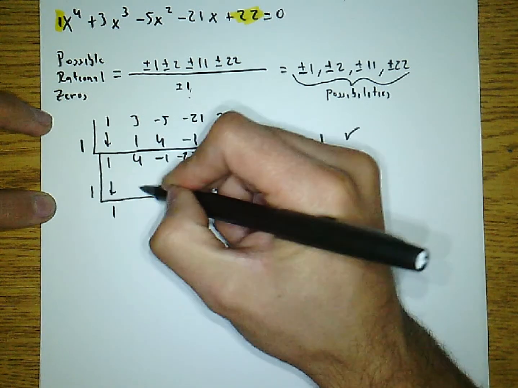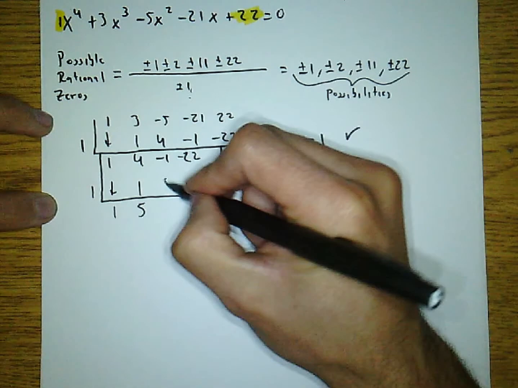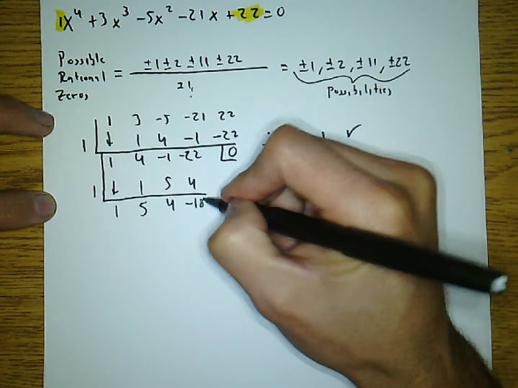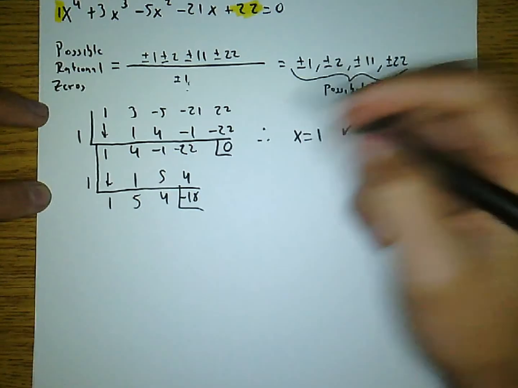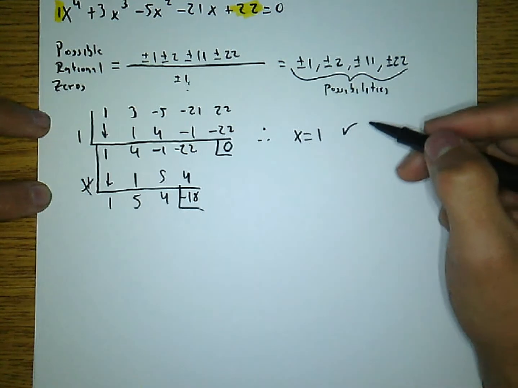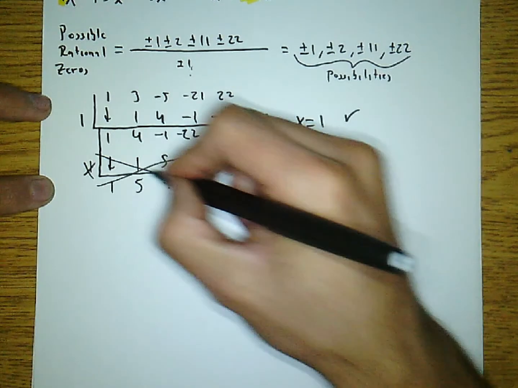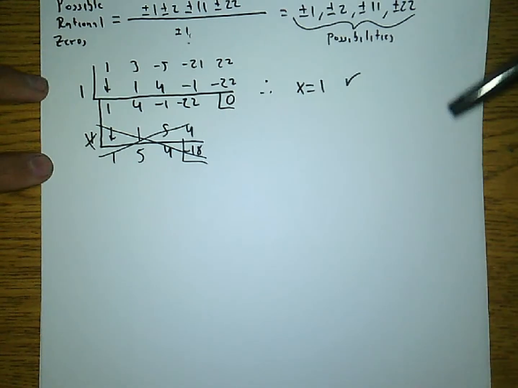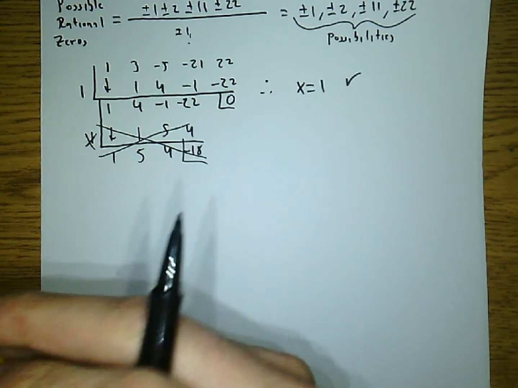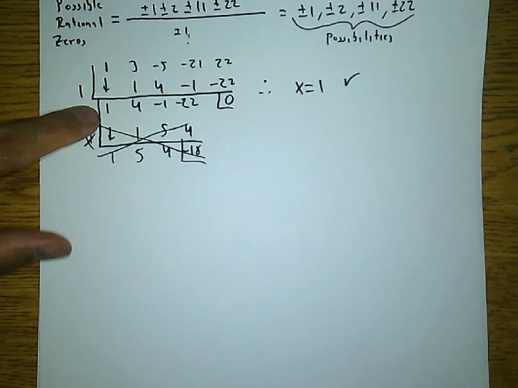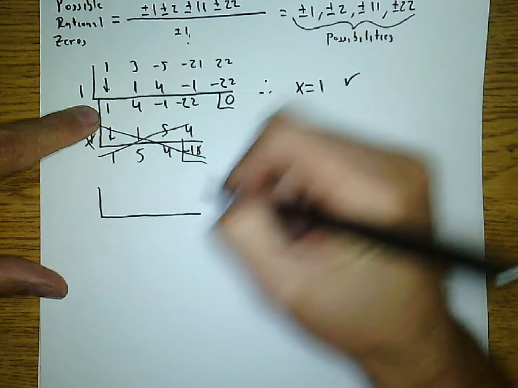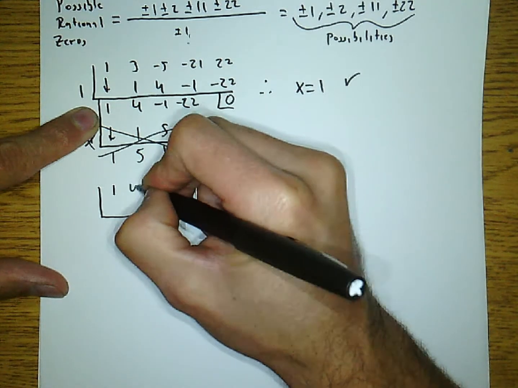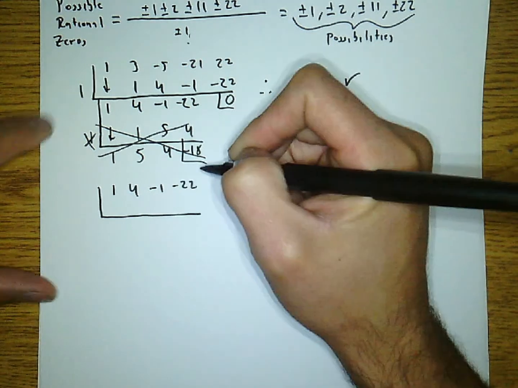So I'm going to bring down the 1. 1 times 1 is 1. That gives me a 5. 5 times 1 is 5. 5 minus 1 is 4. 4 times 1 is 4. And I can automatically tell, from the fact that I got a negative 18, that this is not a zero, so it doesn't repeat itself. Okay? So I maybe wasted some time there, or maybe not. I wanted to see if it could save me time. Fortunately, it did not. So I'm going to go back and use these numbers and try another one of my possibilities from here. So I've got this 1, the 4, the negative 1, and the negative 22.